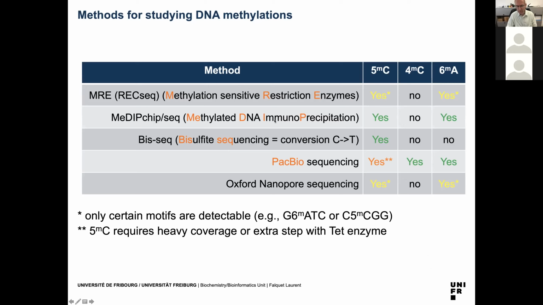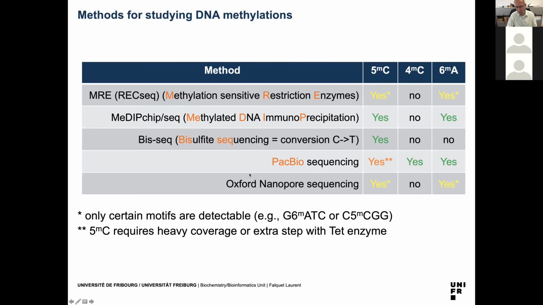You can also use immunoprecipitation to detect methylation, and this works for the two main methylation types. And of course, bisulfite sequencing is the most important method for eukaryote DNA methylation detection.